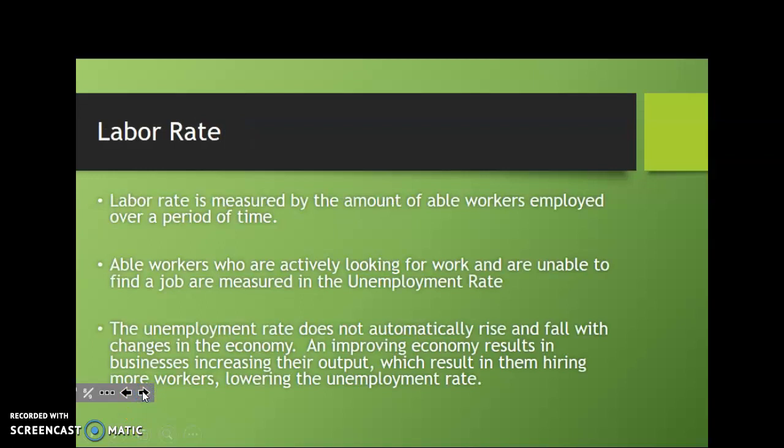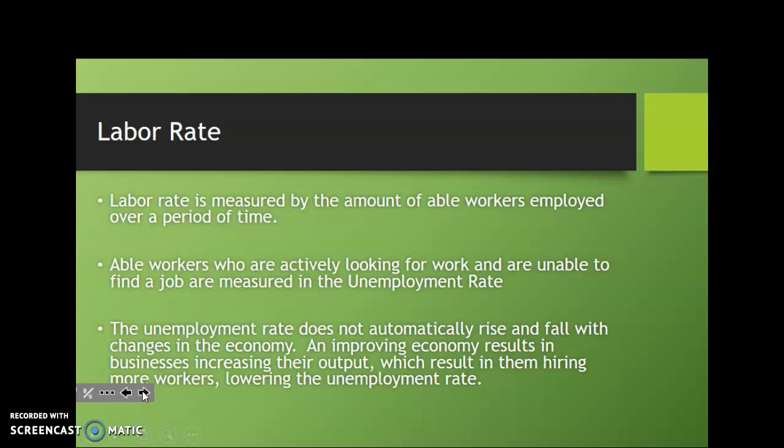And another indicator in the strength of the economy is the labor rate. Now, labor rate is measured by the amount of able workers employed over a period of time. You know, when they are actively looking for work and they can't find a job, that's the unemployment rate, because they want to work, they are able to work, but there are no jobs available. So that's an unemployment rate.